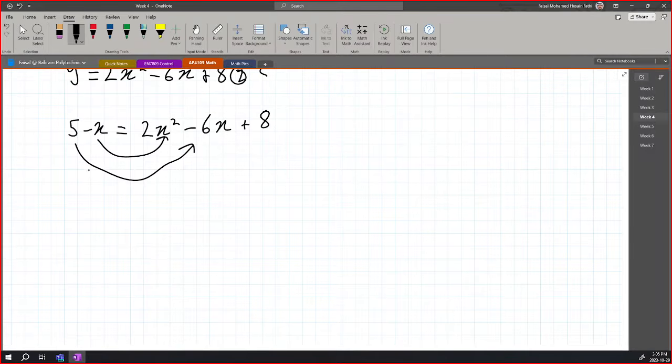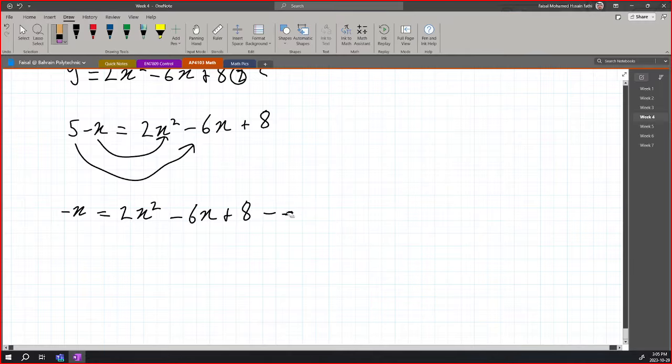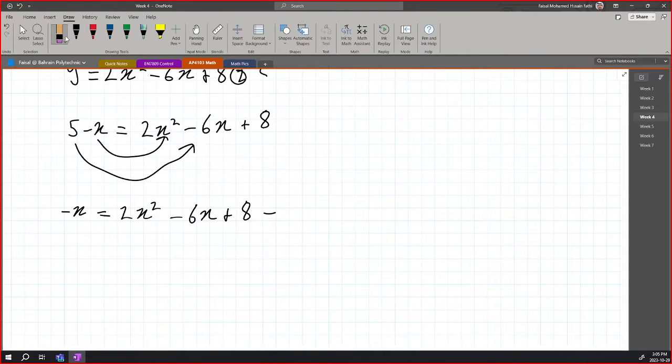Okay, like I said, we will just move the 5 first. So we have minus x is equal to 2x squared minus 6x plus 8, and this positive 5 becomes negative, sorry, minus 5. And now the minus x, we will take it to the other side so that we have one side equal to 0.